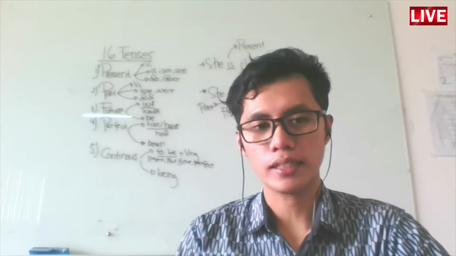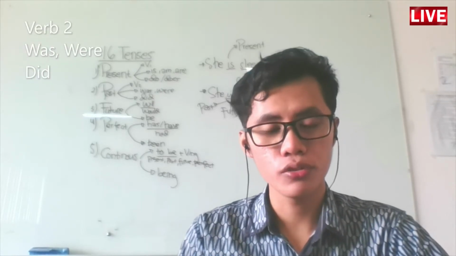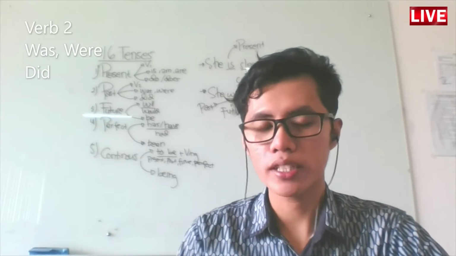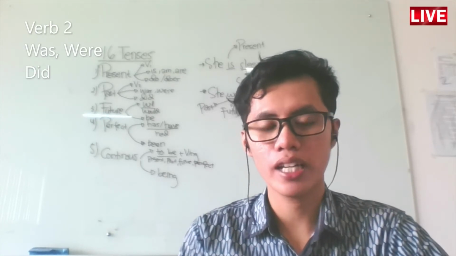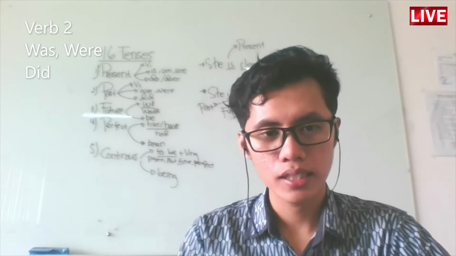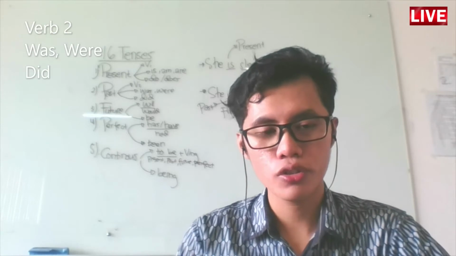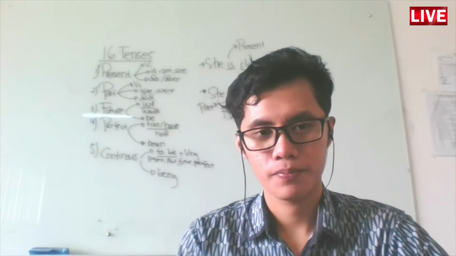And we move to past. The characteristic of past: it has verb 2, it has was or were as to be, and did if it is a negative or interrogative sentence. So past has verb 2, was, were, and did.